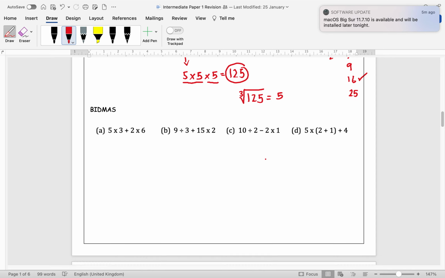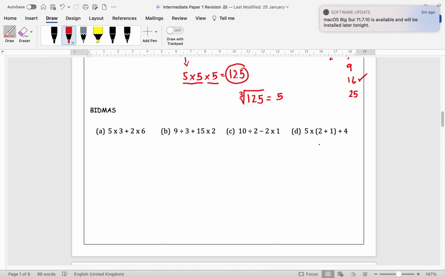Right, a little bit of BIDMAS. Which one should we do? Well, let's do the last one then, is it? Okay, so we start with the brackets here. So we're going to do that first, which is 3, right? Then what would come next? The multiply would come before the add, okay? So 5 times my answer to this, which is 3. So it's 15, but I still haven't added that 4 on the end. And now I can do that add bit and get 19.